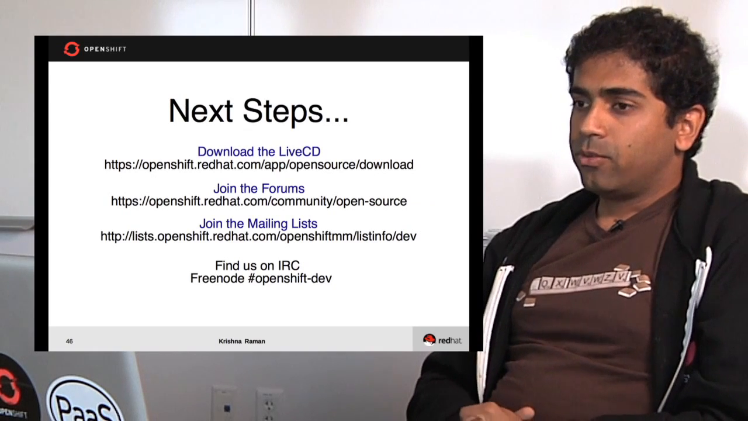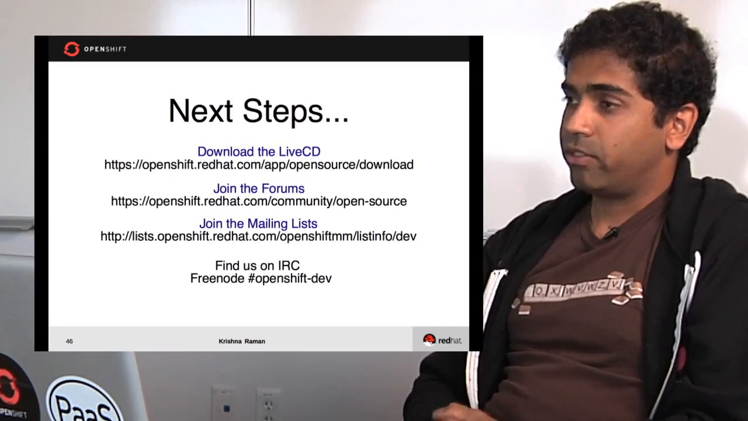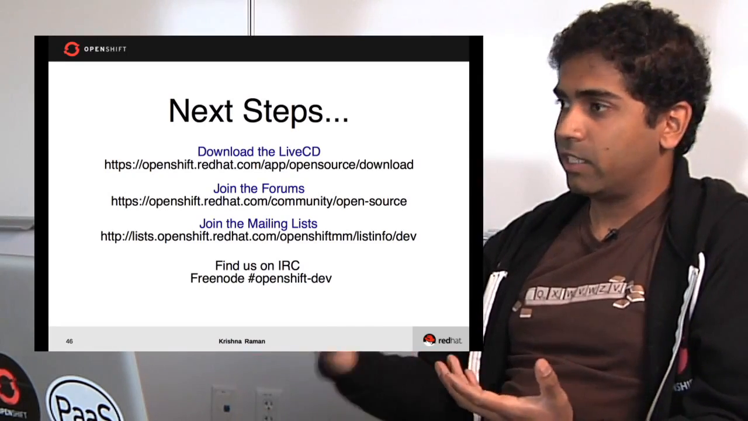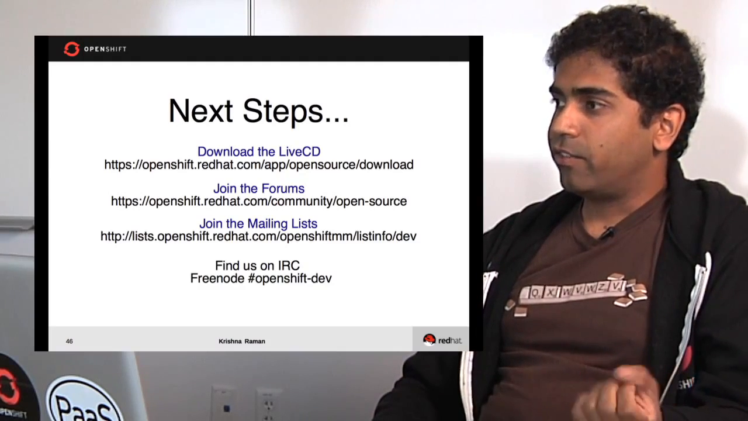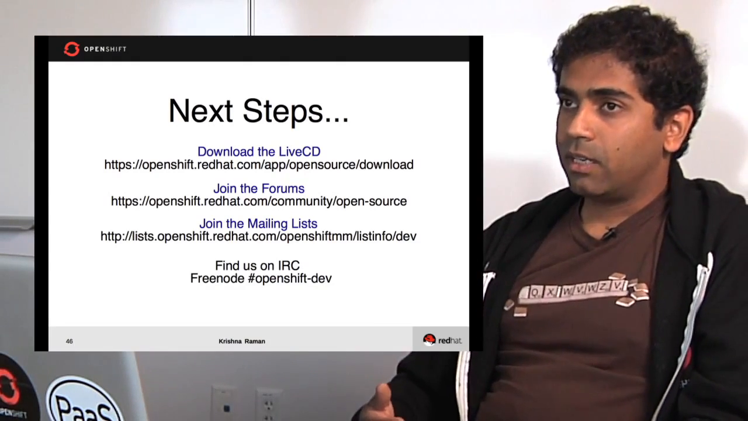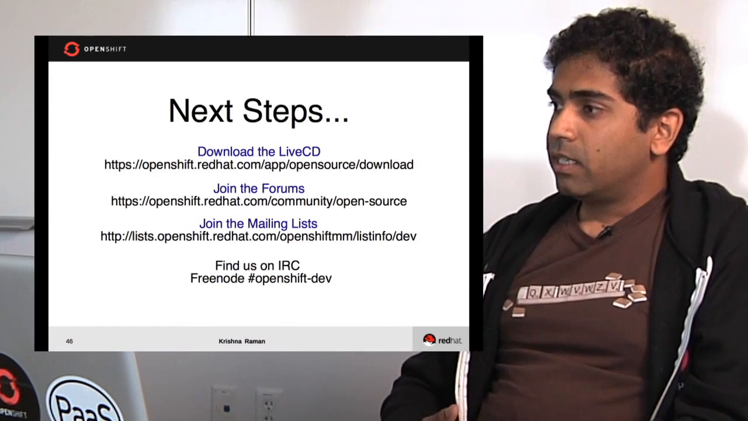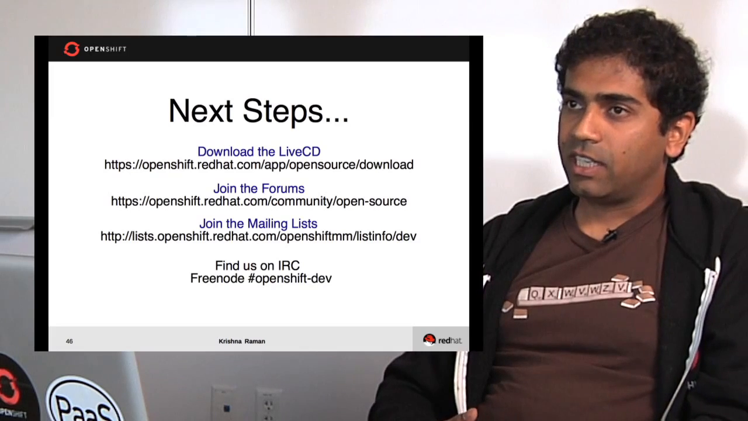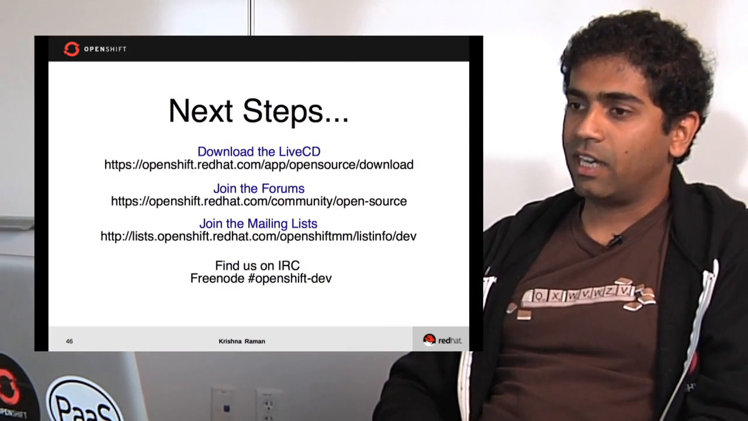Next steps for you all to do is basically you can go ahead and download the live CD, try it out, run it in a virtual machine, install it on your hard drive. And if you have any questions, feel free to find us on the forums. We have a mailing list for you to email all the developers on the project, and they will reply back to you. And you can also find us on IRC. We are on Freenode at #OpenShift-dev.